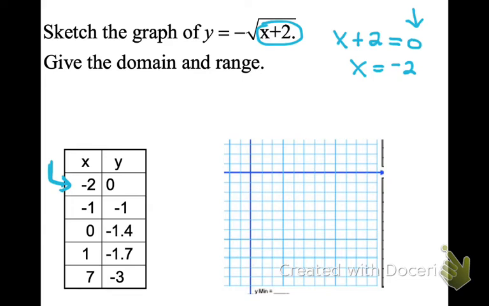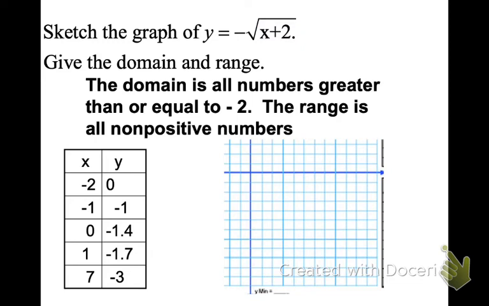And then, of course, -2 plus 2 gives me 0. So -0 is just 0. And then we work our way from there. So once we have all our ordered pairs, we're just going to plot them. Okay, so now we're going to look at the domain and the range. It says domain is all numbers greater than or equal to -2. And the range happens to be all non-positive numbers again. It's not always going to be that, just in this instance it is.